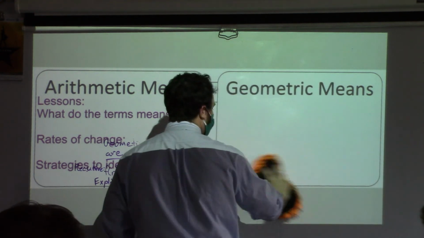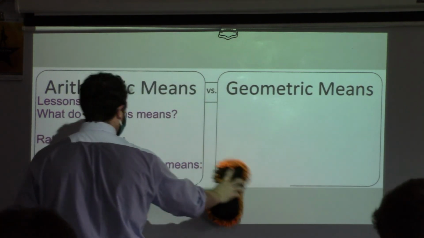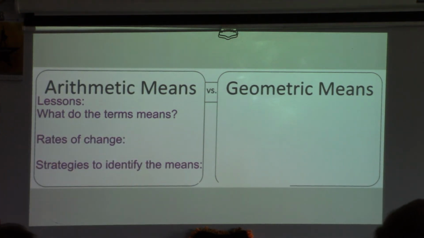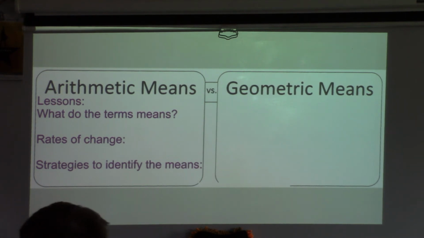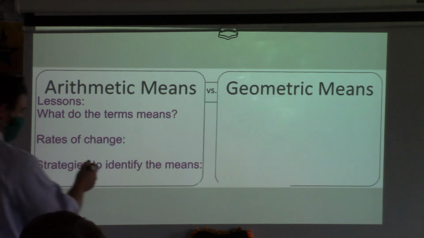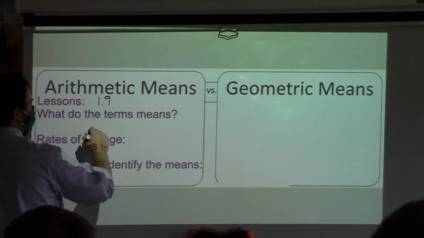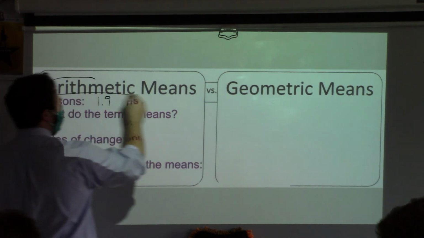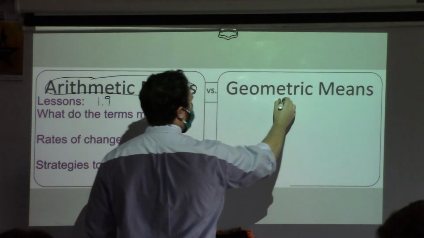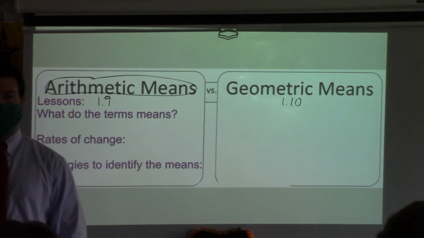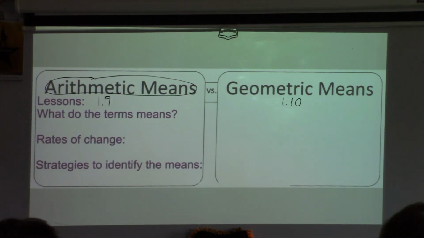This is important because we struggled with this. What lessons can we look at for arithmetic means and geometric means? Do we remember? Not 1.2. It is 1.9 for arithmetic means, 1.10 for geometric means. You need to be clearly aware of this idea.